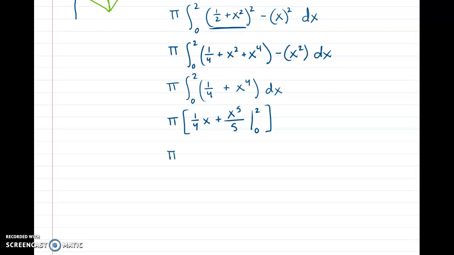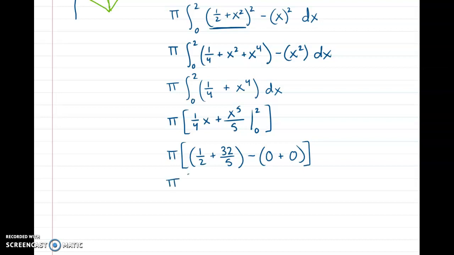So we have pi times 1/4 times 2, which is 2/4, or 1/2. 2 to the 5th is 32 over 5. We plug 0 into both of those. Well, 1/4 times 0 is 0. 0 to the 5th over 5 is 0.